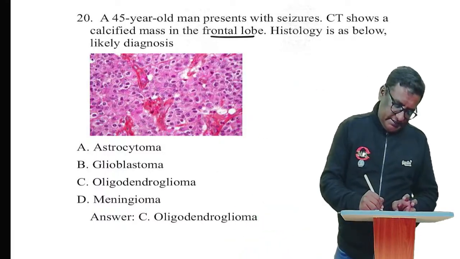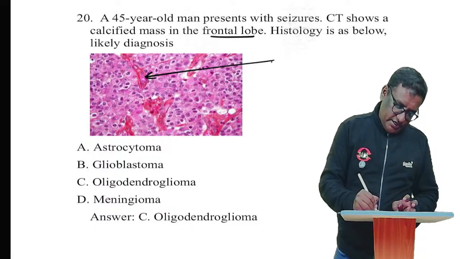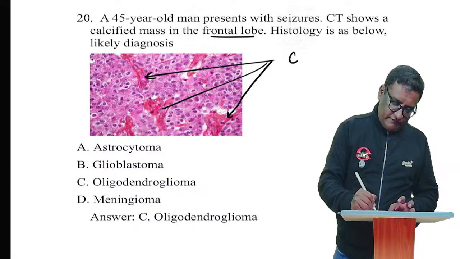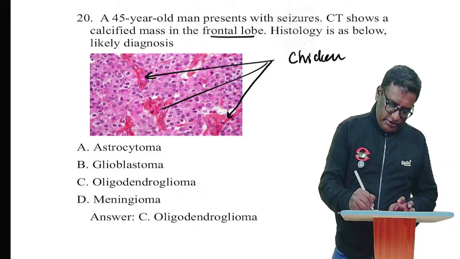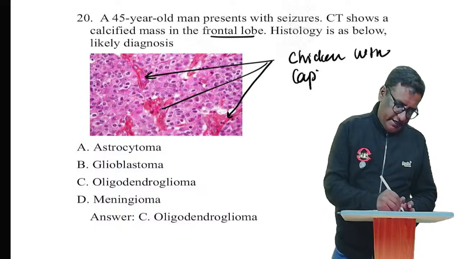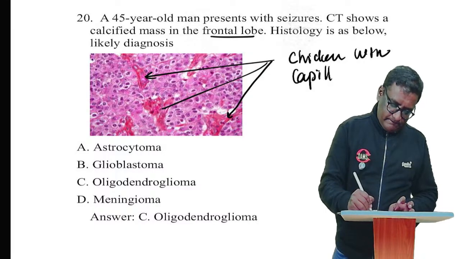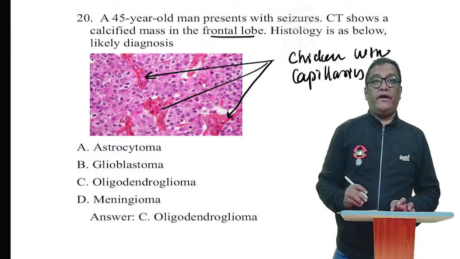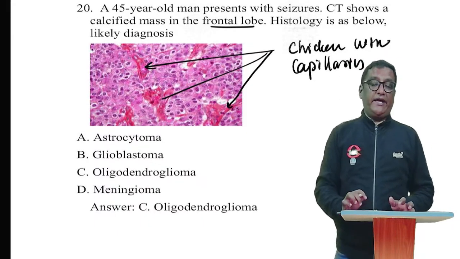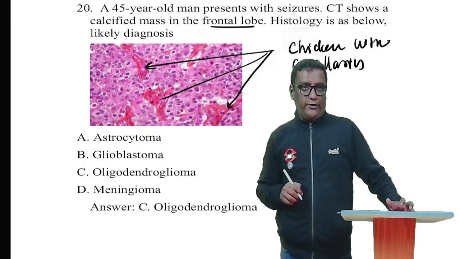Okay, look at these. These are blood vessels which are filled with RBCs also. They are appearing as capillaries. These are chicken wire capillaries. Anybody, where do you see chicken wire capillaries? Very characteristically seen where, guys? Yes, it will be very characteristically seen in oligodendroglioma.